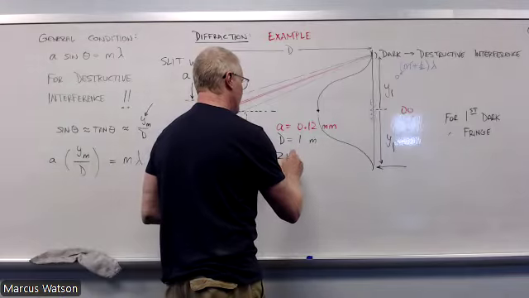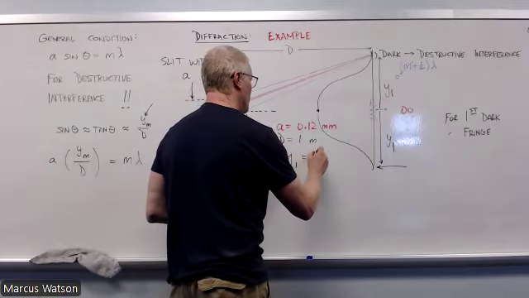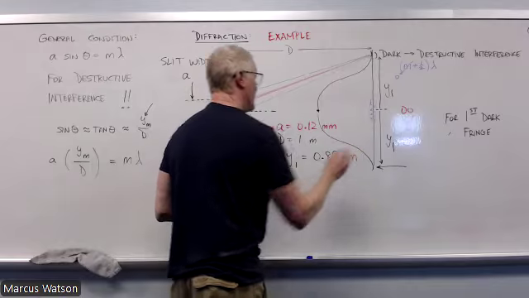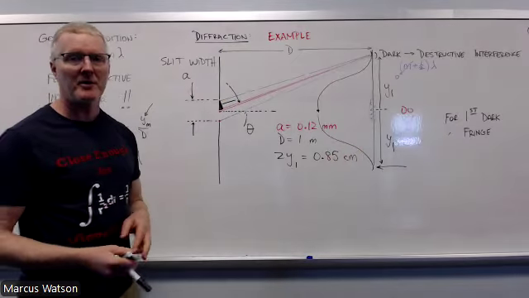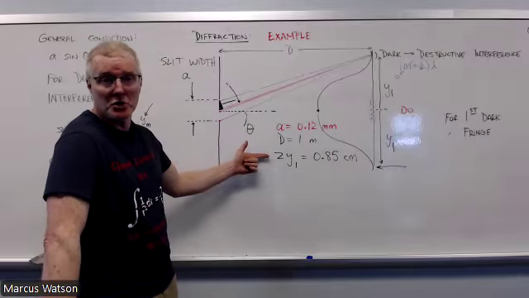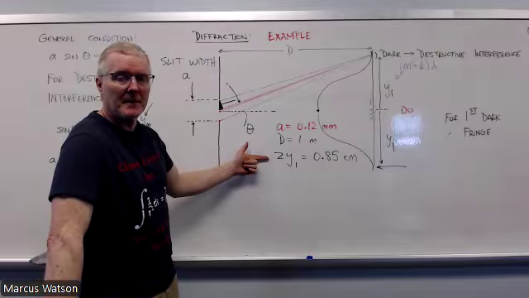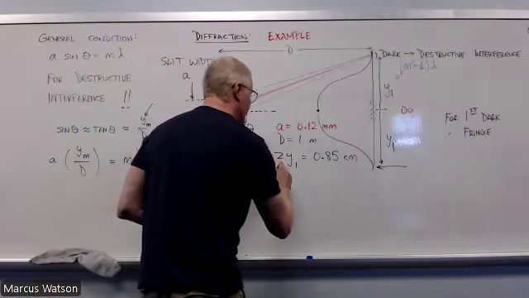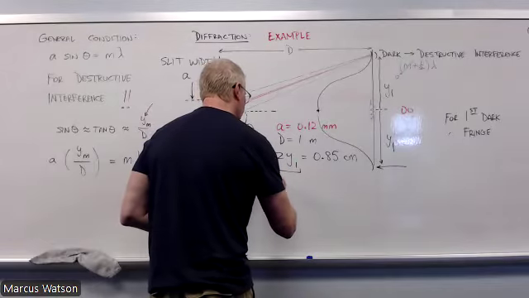So in this example, we measured the width of the central maximum. I'm going to abbreviate all that and say we've measured basically 2y1. Okay? I'm just going to note here that this is the width of the central max.